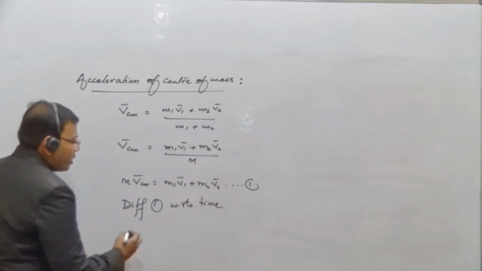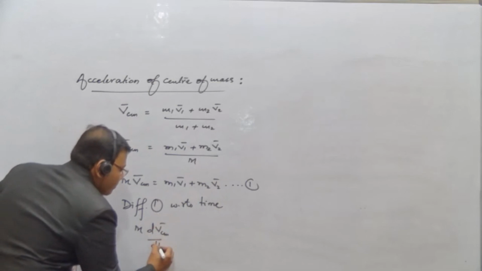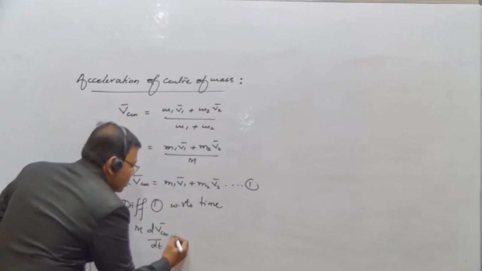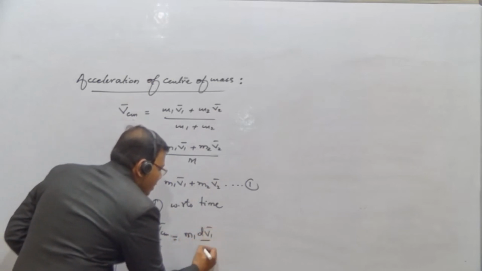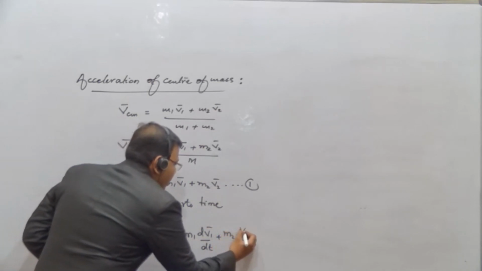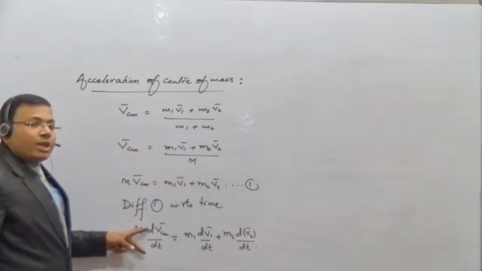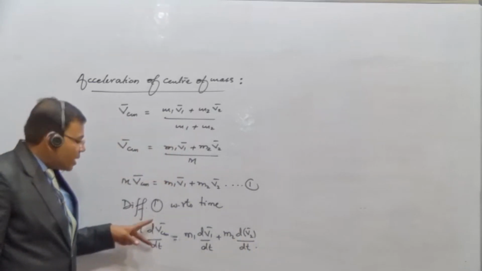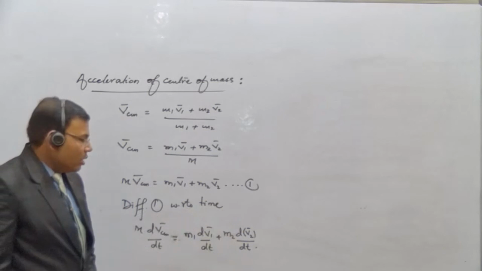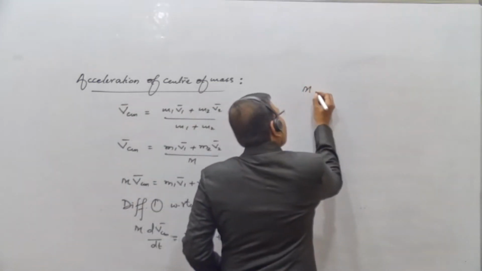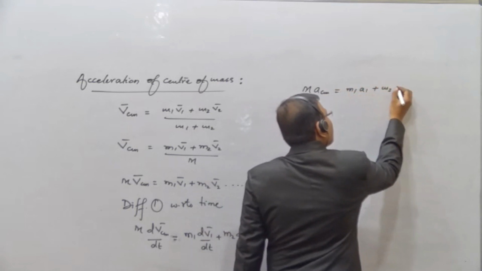If I differentiate this, we are getting M dvcm by dt is equal to m1 dv1 by dt plus m2 dv2 by dt. Now this is the rate of change of velocity of the center of mass, so this will become acceleration of the center of mass. This is the acceleration of the first particle, acceleration of the second particle. So we can write M acm is equal to m1 a1 plus m2 a2.